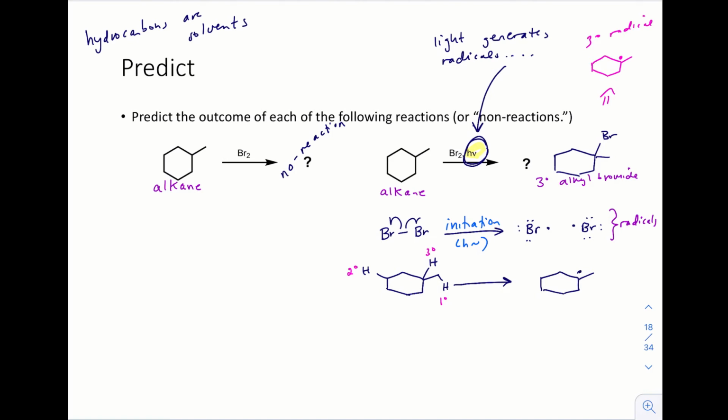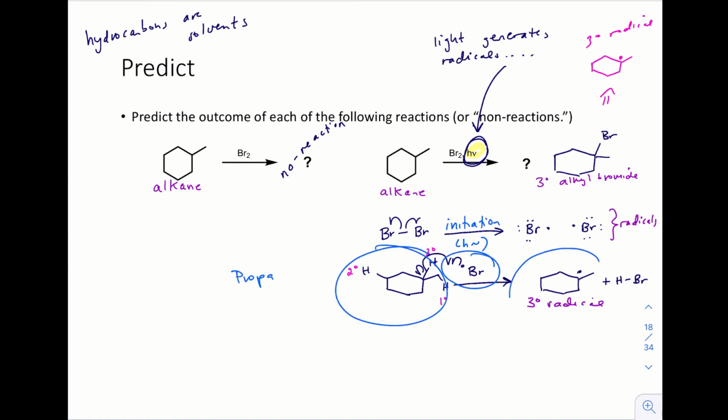Abstraction of the hydrogen bonded to the tertiary carbon will yield a tertiary radical, which we do know is more stable than a secondary or primary radical. So in fact, that is the major pathway observed here. And even if we don't know that, we do know that we expect it to be. This is the propagation step: closed shell species, radical makes a new radical and a closed shell species. We're going to call this propagation number 1.